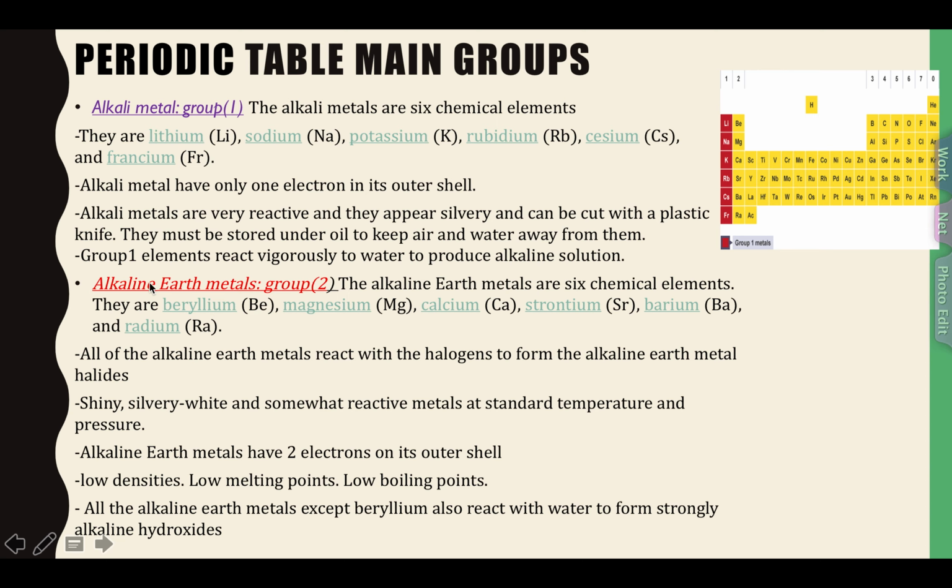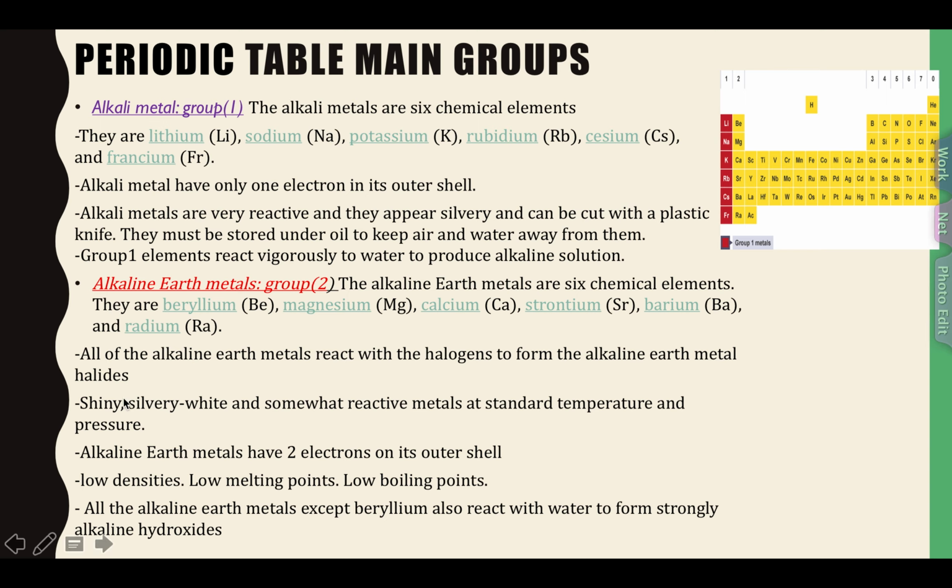Then the second group, which is group 2, alkaline earth metals. It consists of 6 chemical elements: beryllium, magnesium, calcium, strontium, barium, and radium. All of the alkaline earth metals react with the halogens to form the alkaline earth metal halides. So they are reactive.